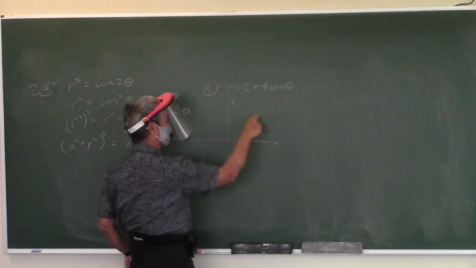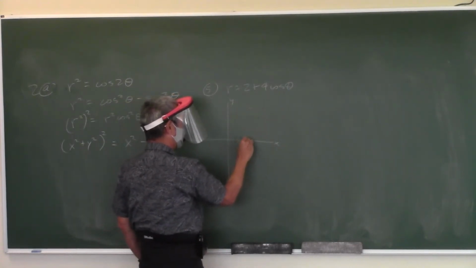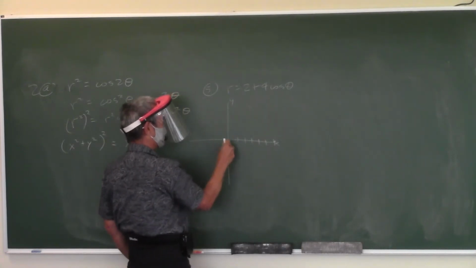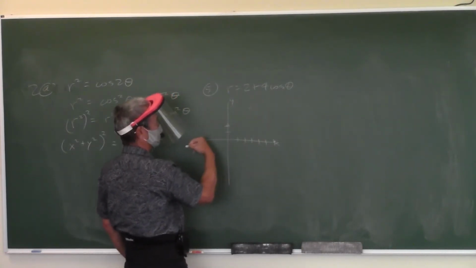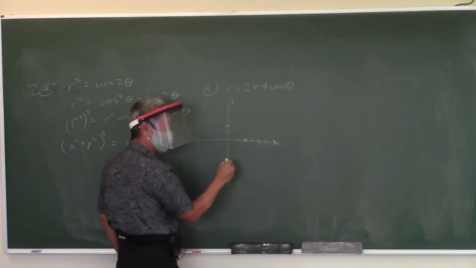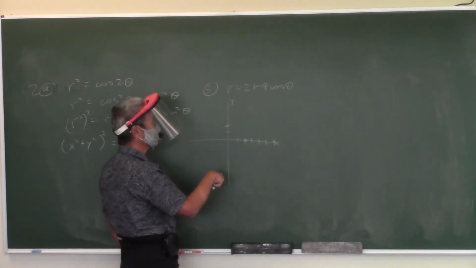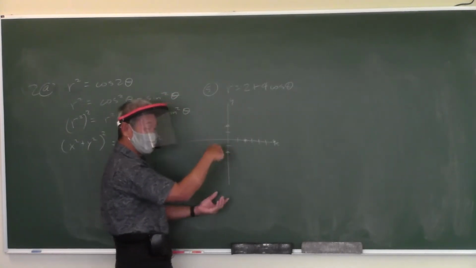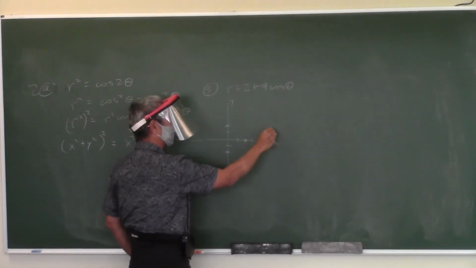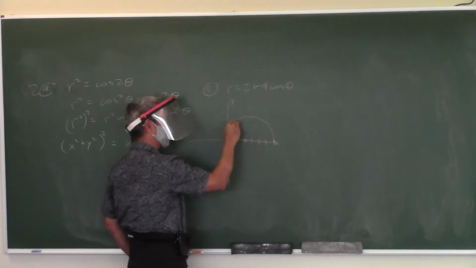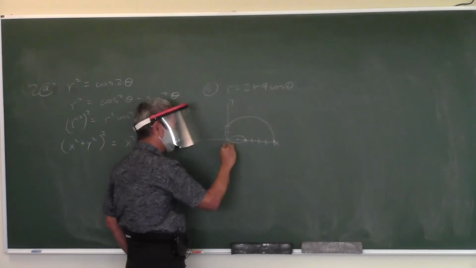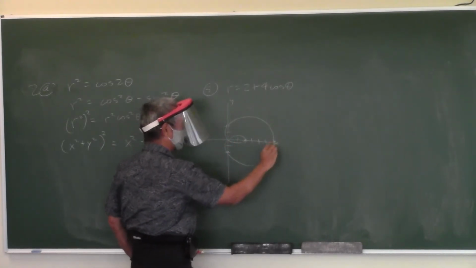Plug in 0. What do you got? 1, 2, 3, 4, 5, 6. Pi over 2. Plug it in. What do you get? You get 2. Pi, you get negative 2, so you got to go 2 units in the opposite direction, and then 3 pi over 2 is 2. You got to go 2 units in the direction of 3 pi over 2. So the graph looks like this. Here's pi over 2. Here's pi. Here's 3 pi over 2. And then it goes back to 2 pi.